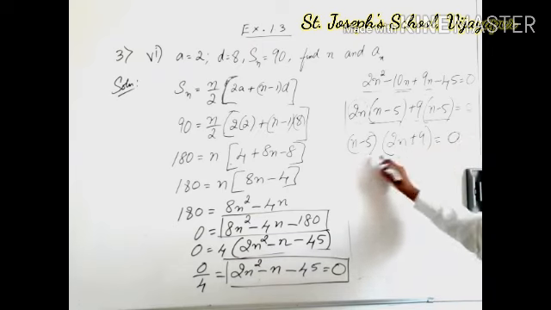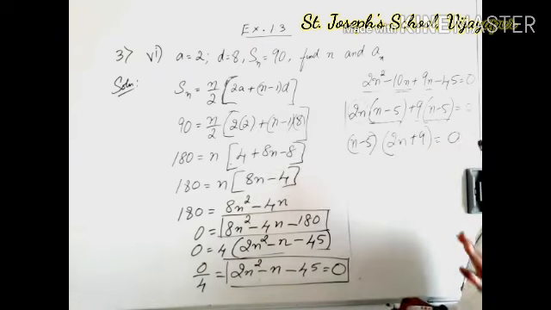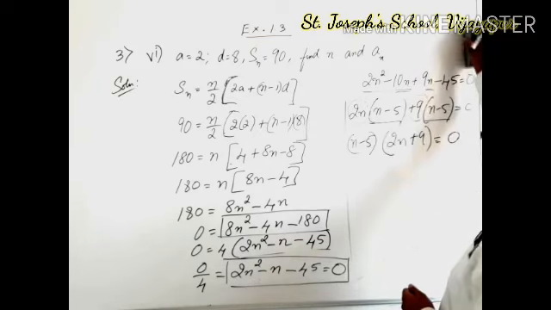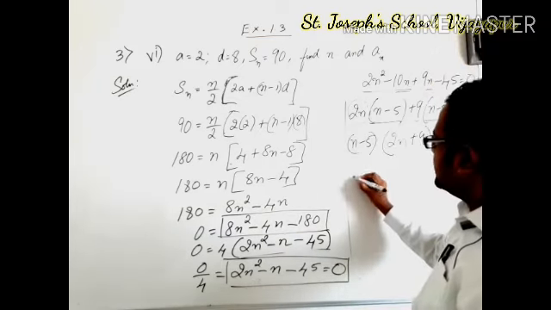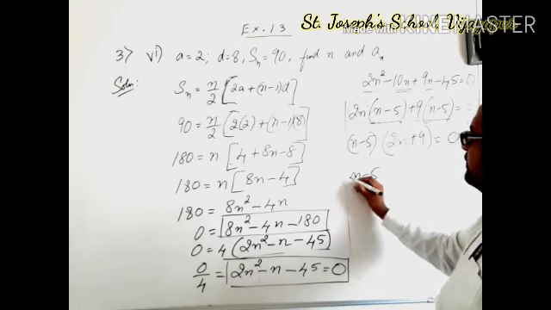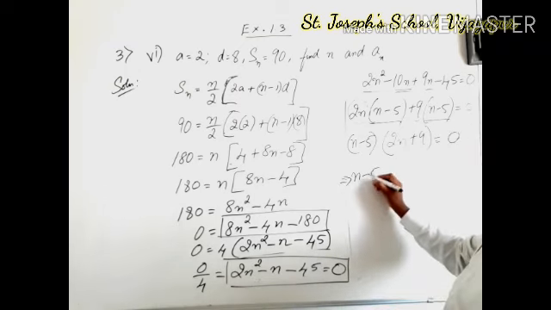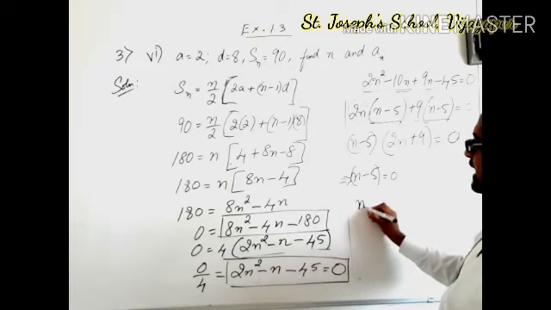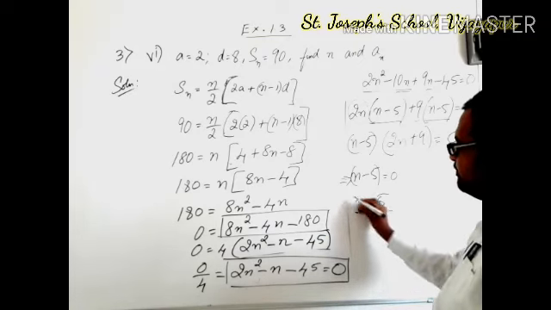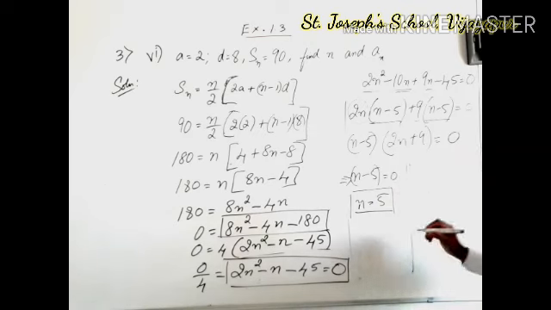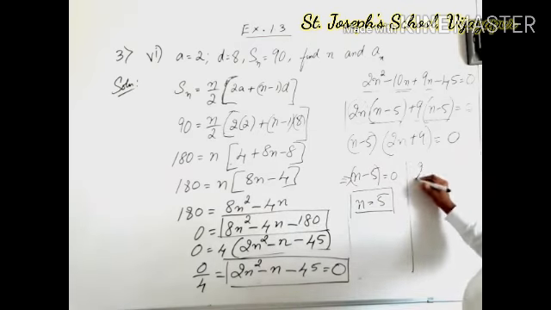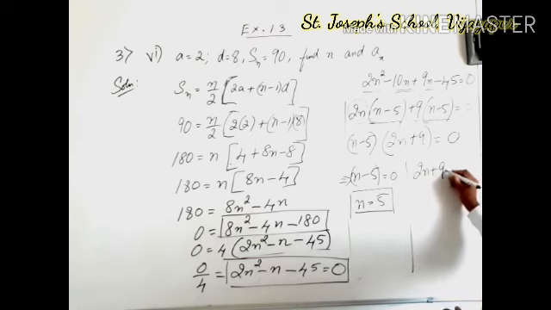See, the product of two numbers is 0, which means one of them must be 0, either the first one or the second one. Let us consider the first one as 0. If the first one is 0, then n minus 5 is 0. If n minus 5 is 0, then n should be 5. This is one solution. There is another possibility. Let us look at it: 2n plus 9 may also be 0.